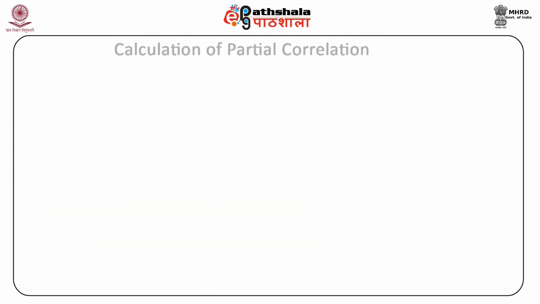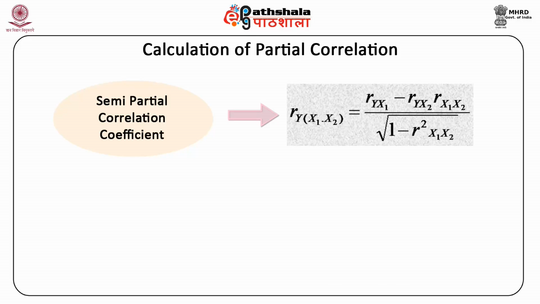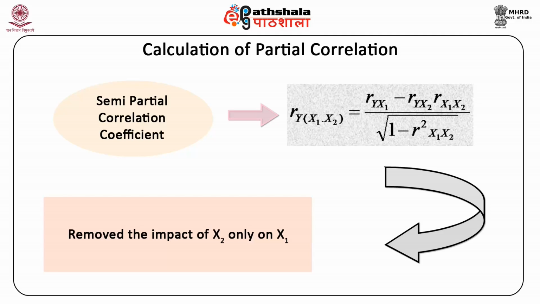We can also calculate semi-partial correlations. In this, we examine the relationship between two variables with the effect of the third removed from one. This formula is R y(x1.x2) is equal to R yx1 minus R yx2 multiplied by R x1x2, whole upon square root of 1 minus R square x1x2. In this formula, we have removed the impact of x2 only on x1. Therefore, it is referred to as the semi-partial correlation.